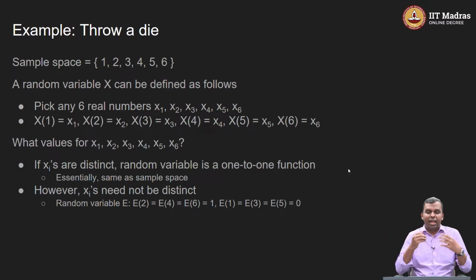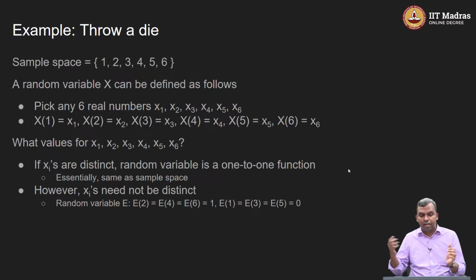So what values do you pick for x1? What values are interesting, right? Technically you could do anything. From a definition point of view, you don't violate the definition. You can pick any value. But maybe some types of values are interesting to consider. One type of value is the xi's could be distinct. What do I mean by distinct? No two of them are the same.